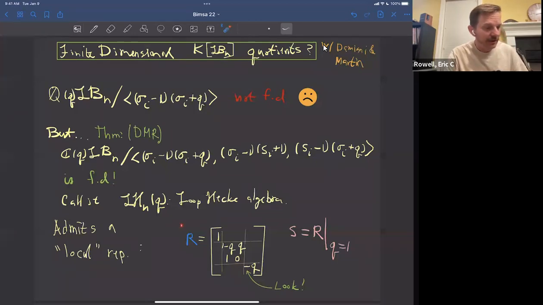Okay, right. So if you take this very specific R matrix, and then take S to be R evaluated at Q equals 1, right? So it would be like 1, 0, 1, 1, minus 1, something like that. That would be S. Of course, one verifies that it satisfies the loop braid group relations. And moreover, it satisfies all of these relations. And so in particular, it's a representation of the loop Hecke algebra. Okay, so that's kind of nice. We have a representation that we can get our hands on.